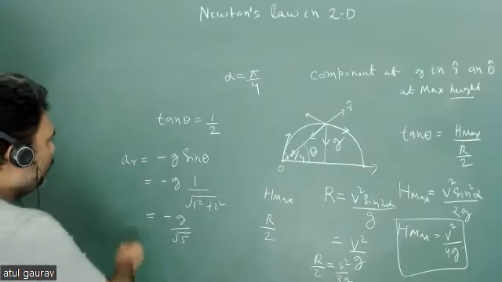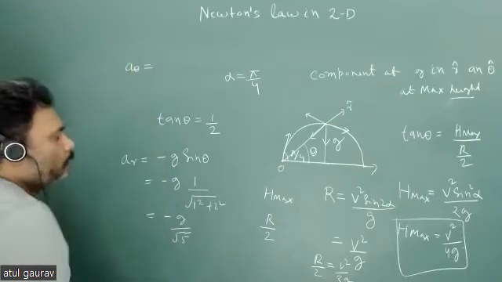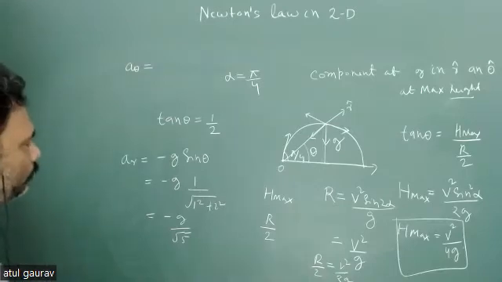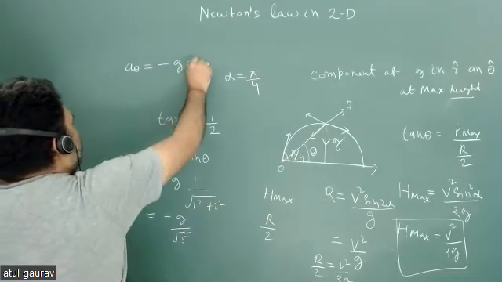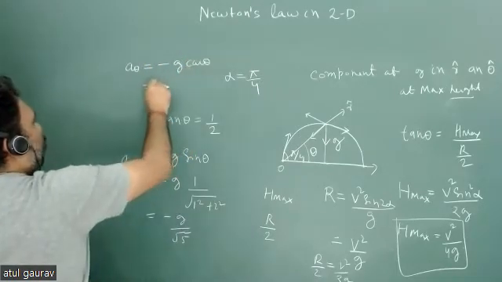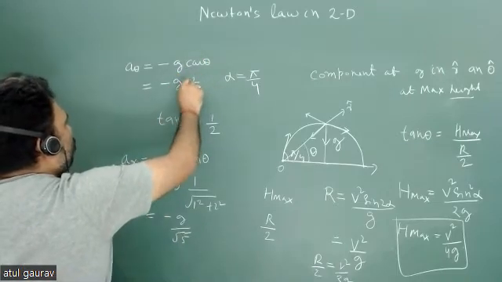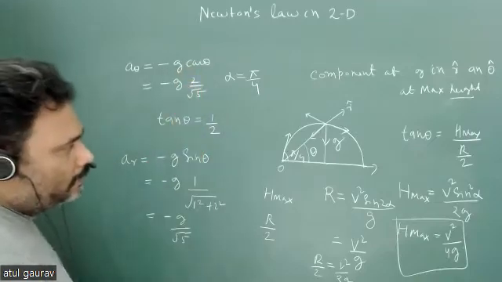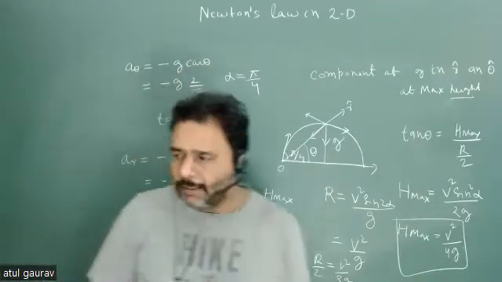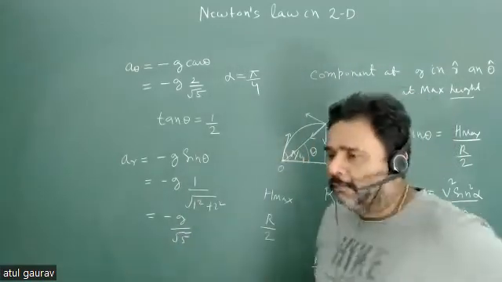And what will be a_theta? Minus g cos theta. Very good. That will be again a minus sign, and that will be minus g cos theta. And you can just put g, and what will be cos theta? 2 by root 5. So this will be your answer, and this is one of the best questions ever asked in Newton's law in polar coordinates.